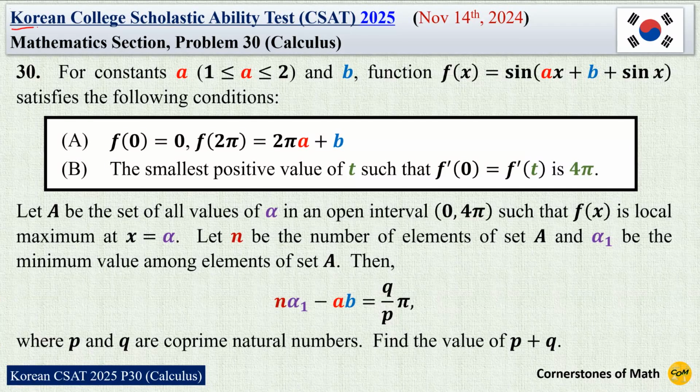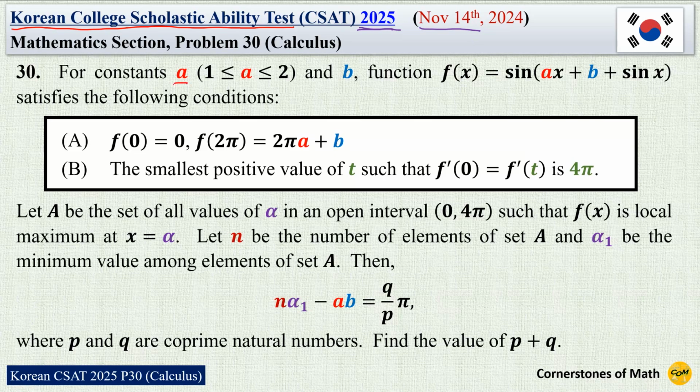Hello and welcome to yet another South Korean College Scholastic Ability Test video, which is the test that South Korean high school seniors take in order to go to college. The test for students who go to college in year 2025 was held only about a week ago, and in this video I would like to take a look at the very last problem in the calculus section, which usually tends to be quite difficult.